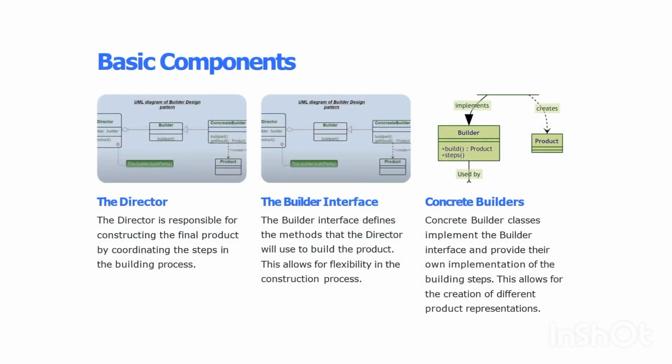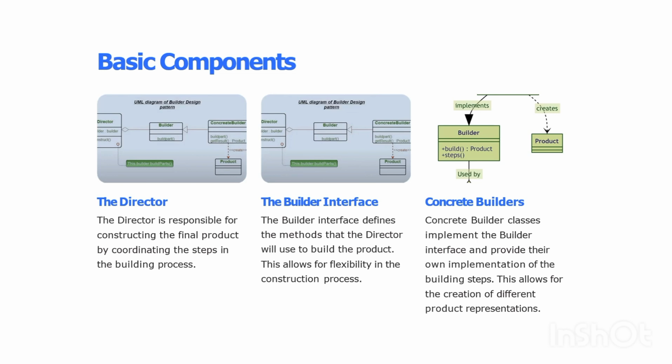Moving towards the next slide, you can see the basic components written here. So first of all, the obvious and first component is the product. It is basically the complex object that is being built. And then comes the director, that is responsible for constructing the final product by coordinating the steps in the building process. And this is basically the class that controls the building process using the builder. And then comes the builder interface that defines the methods that the director will use to build the product, and this allows for flexibility in the construction process.